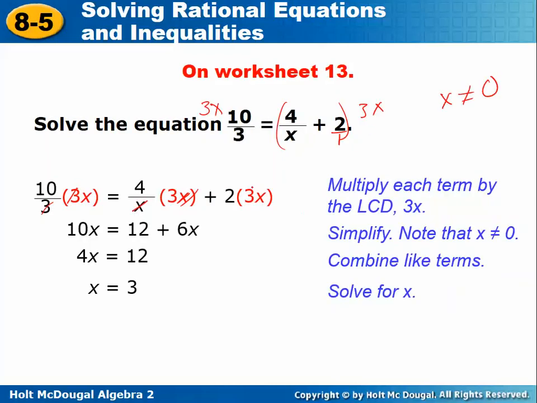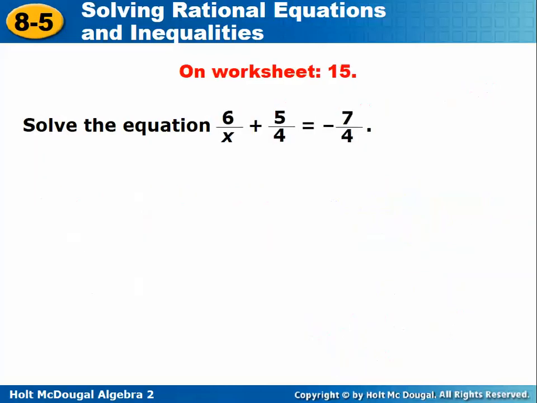So if I put 3 right here, I would have 10 thirds. Does that equal 4 over 3 plus 2? Well, another way of writing 2 would be 6 thirds. So 4 thirds plus 6 thirds is 10 thirds, so it does check, it did work.